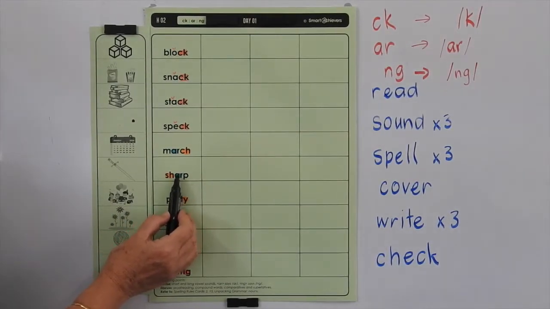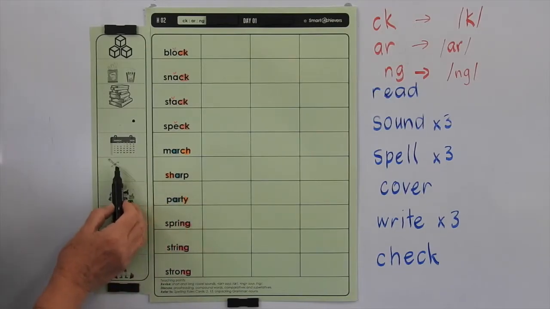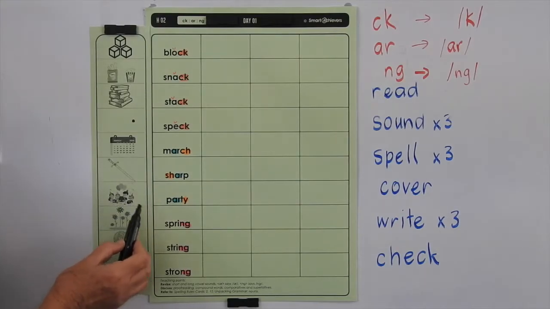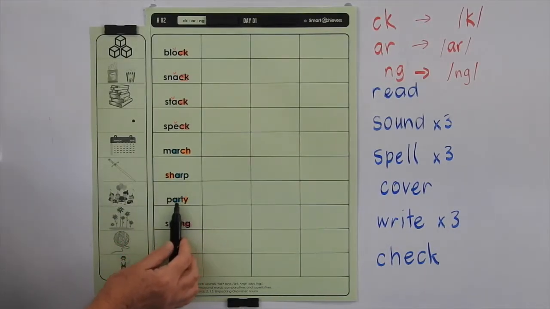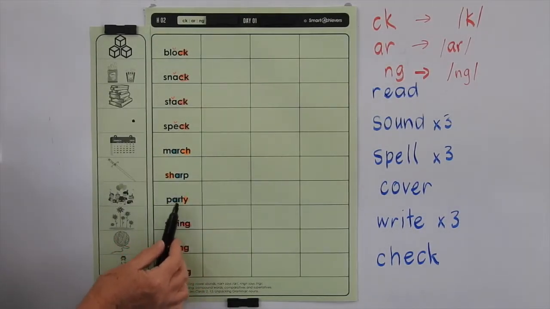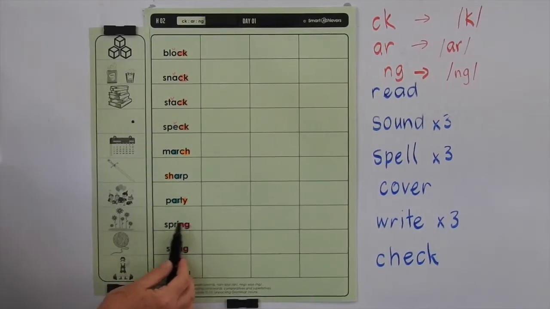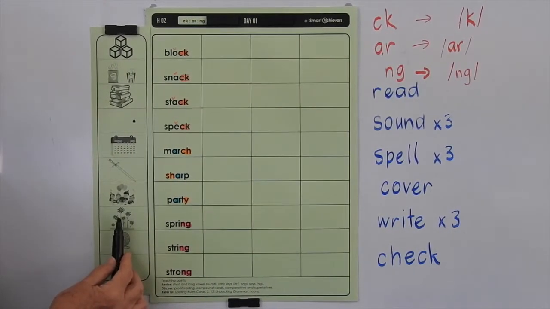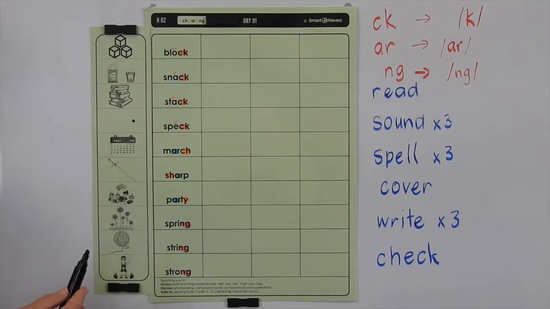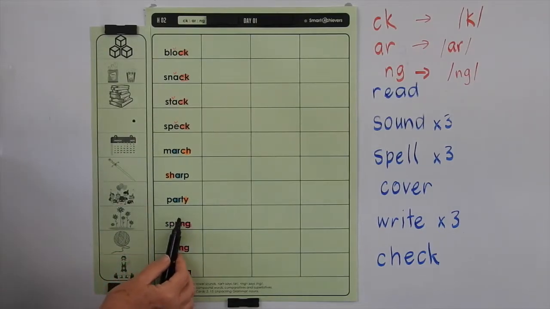Sharp means something that may cut you. This sword has a very sharp blade. You need to be very careful with things that are sharp, that they don't cut you. Party is where we have a celebration, where we'll invite some friends and family around and we'll celebrate something special like a birthday. Spring, it could mean the season spring, where all the flowers start to bloom and the grass starts to grow and the plants start to grow. Or it could be a spring like in a machine, or one of those spring toys that you play with that's just a coil.